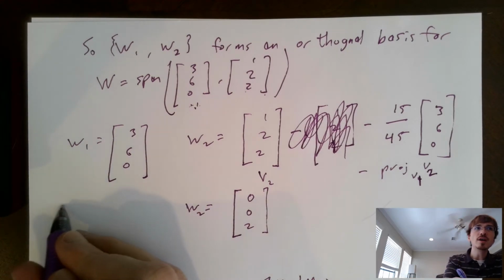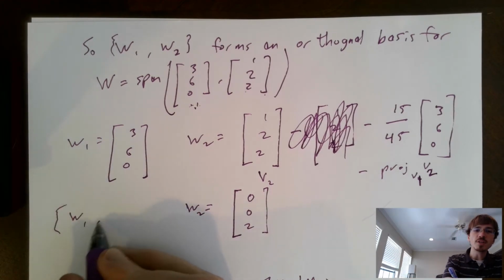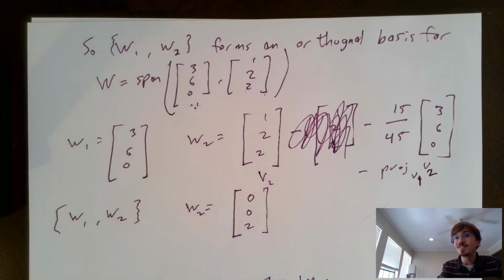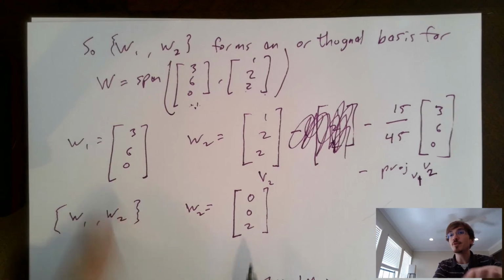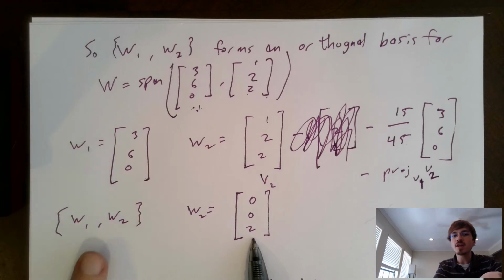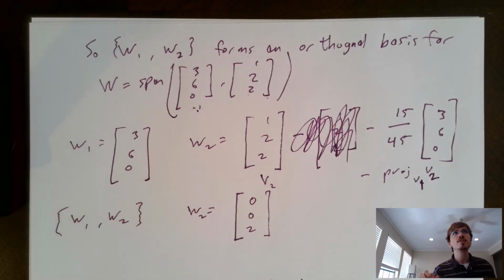And what do we know now about the set W1, W2? It's an orthogonal basis. And let's verify that the dot product is 0, even though we know mathematically it's true. Just take the dot product, you see that it's 0, it's an orthogonal set. And so this process allows us to construct an orthogonal basis for the subspace W.